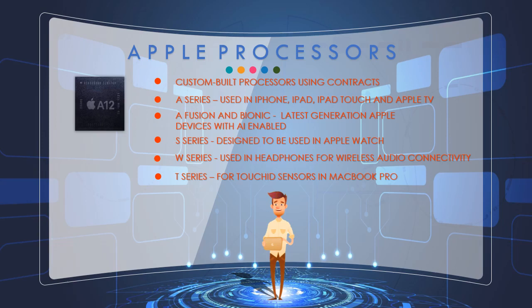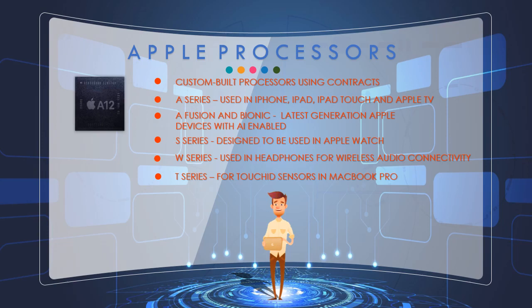Then S series. The S series is a short range of processors designed to be used in Apple smartwatches. Smartwatches have come only in the last few years, so it is a limited number of processors used in Apple smartwatches. Then W series. W series processors are used in headphones for wireless audio connectivity, in most cases Apple AirPods and Apple headsets. Apple headsets are famous for their audio clarity.